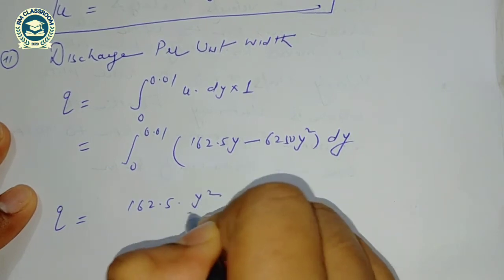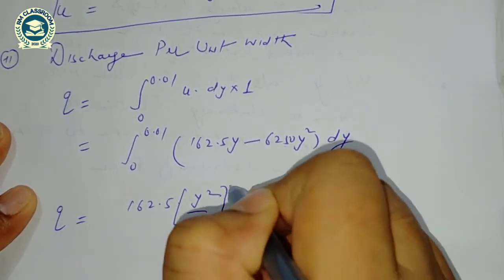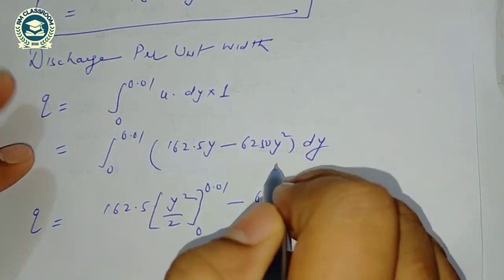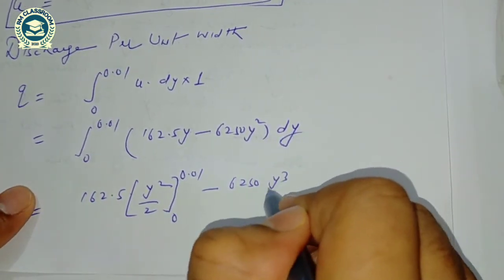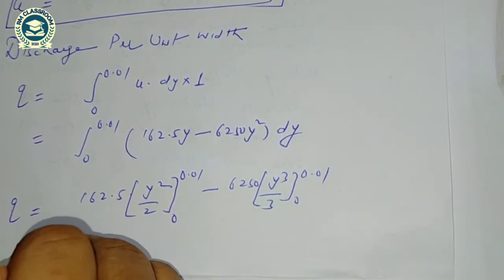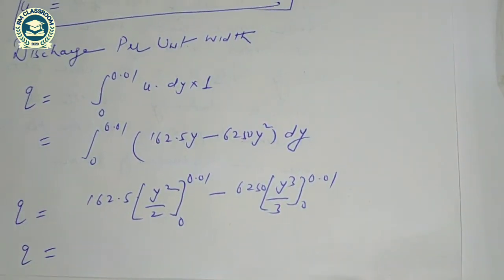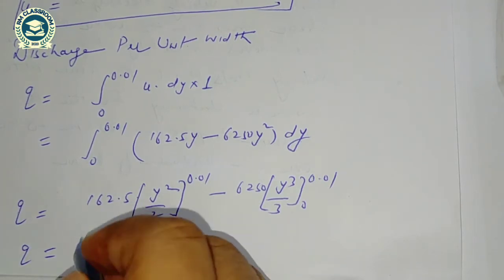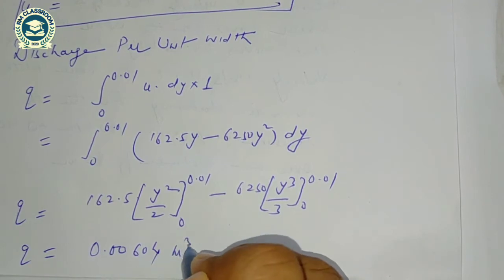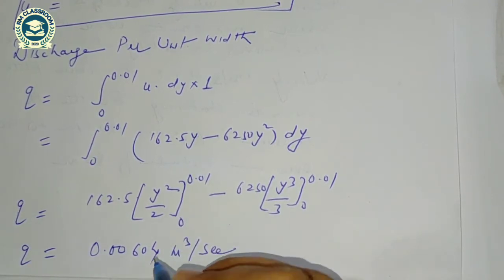162.5 y square by 2, running from 0 to 0.01, minus 6250 y cube by 3, running from 0 to 0.01. So the expression of discharge is coming 0.00604 meter cube per second per meter.